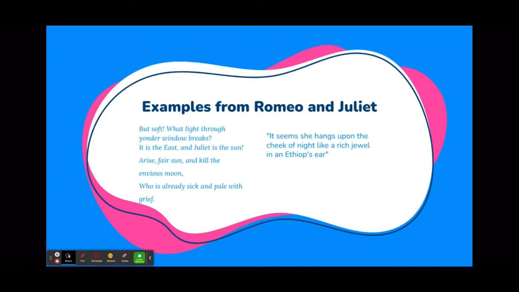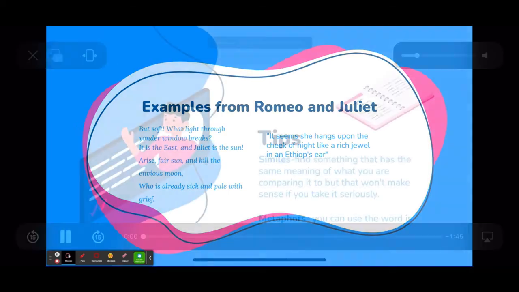An example from Romeo and Juliet. So the first example, that would be an extended metaphor since they're comparing it in different sentences. And the second one would be a simile using the word like, because they're comparing her to a rich jewel and there's the word like.